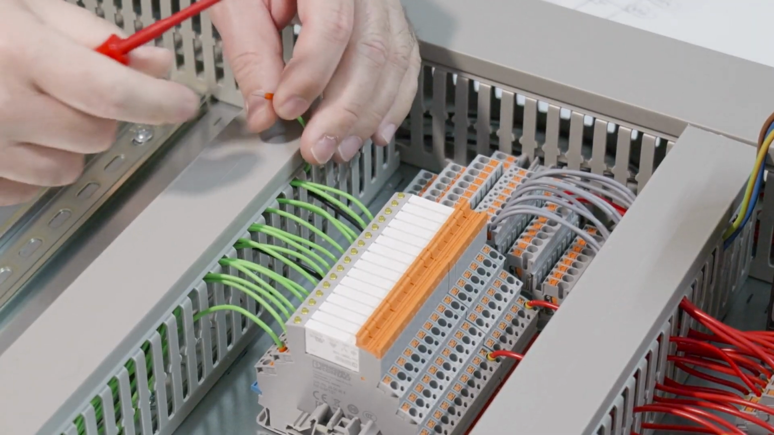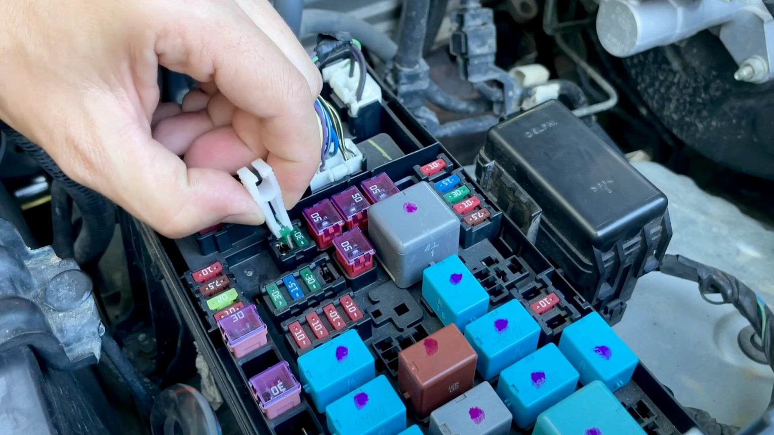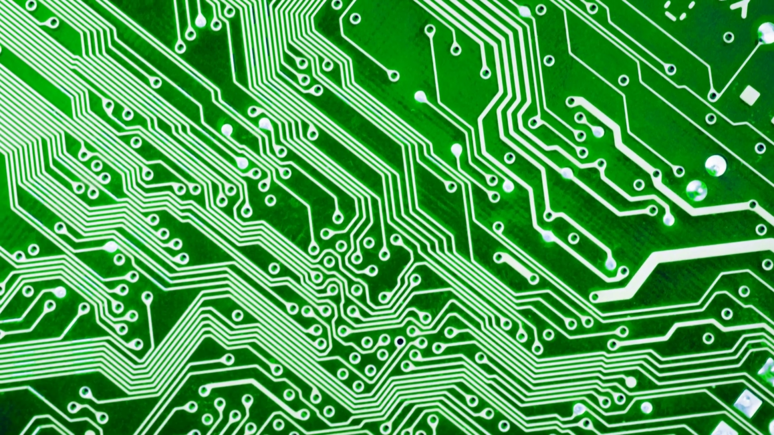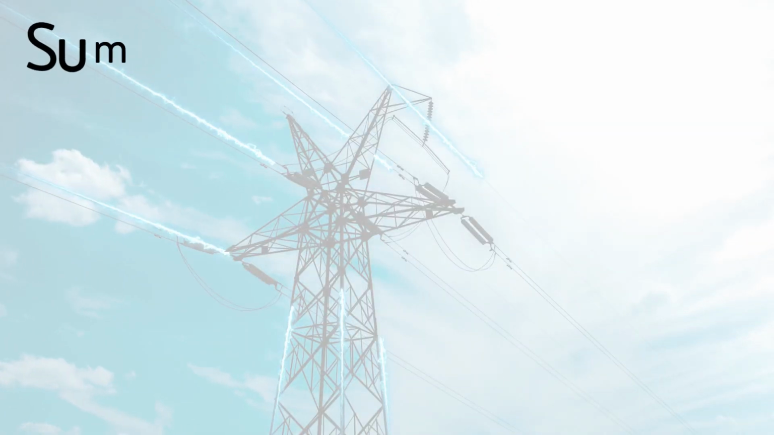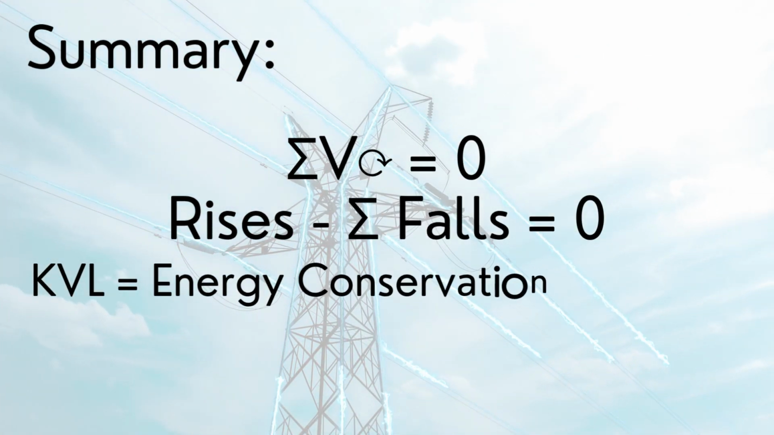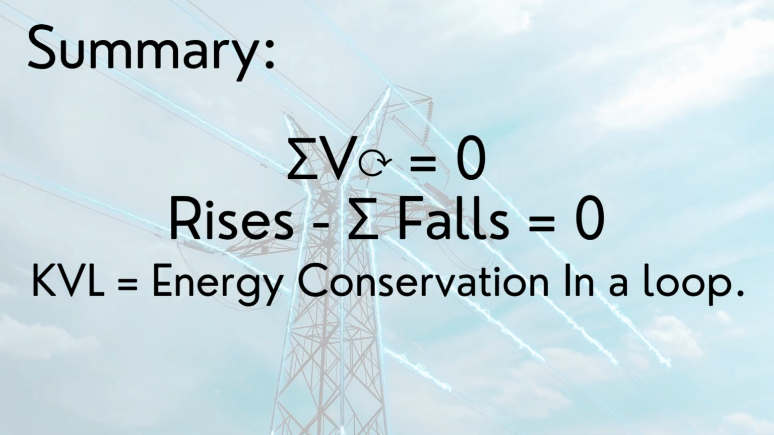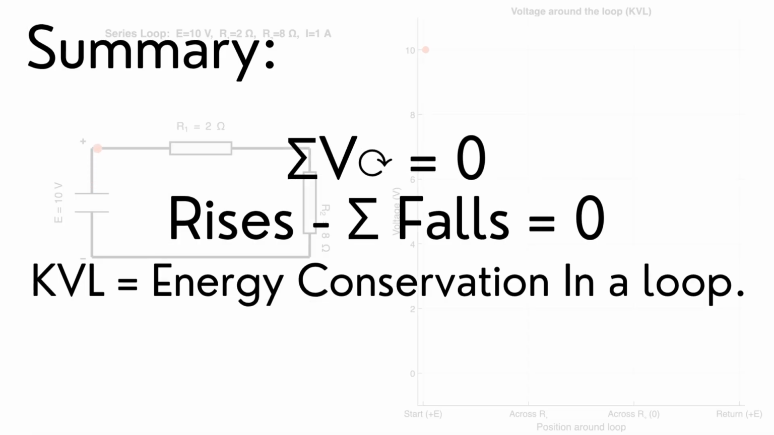KVL isn't just theory, it applies to real systems like battery packs, chargers, and car wiring. Energy is always conserved around each loop, no matter how complex. To sum up, Kirchhoff's voltage law shows that all voltage rises and drops around a loop must add to zero. From water analogies to MATLAB simulations, and even with real-world imperfections, the law always holds true.